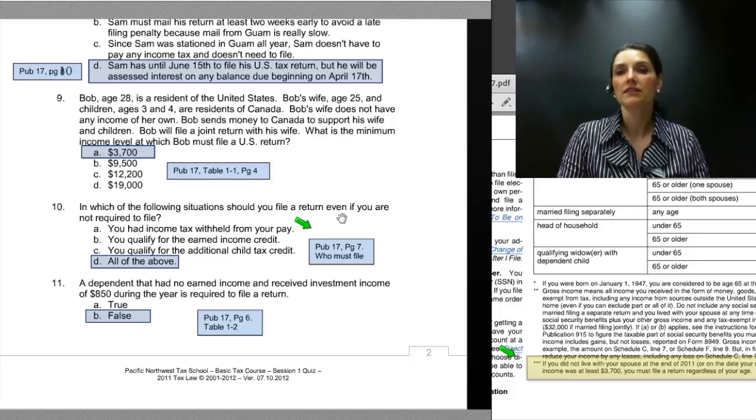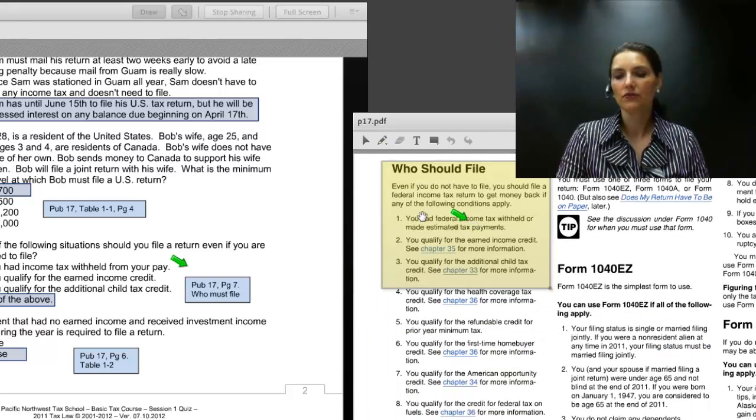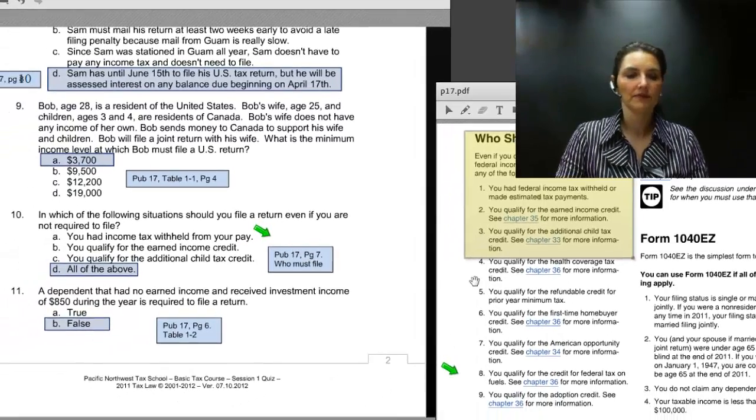And for a complete list of reasons you should file, flip to Pub 17, page 7, and you will see them listed here. Who should file? Even if you do not have to file, you should file a federal tax return to get money back if any of the following conditions apply. You can see federal withholding is an option, earned income credit is an option, the additional child tax credit is an option, and then there's several other options listed as well.